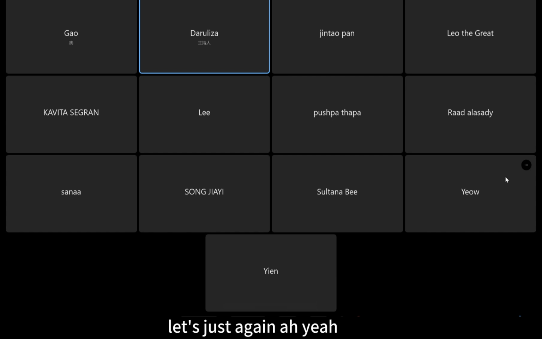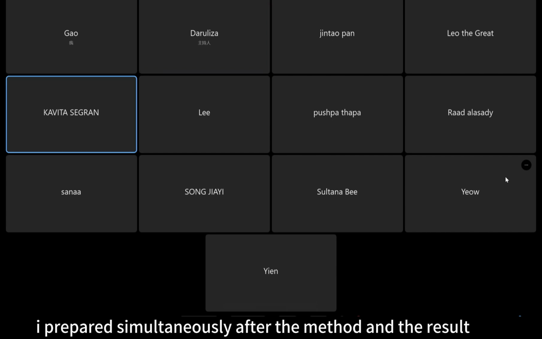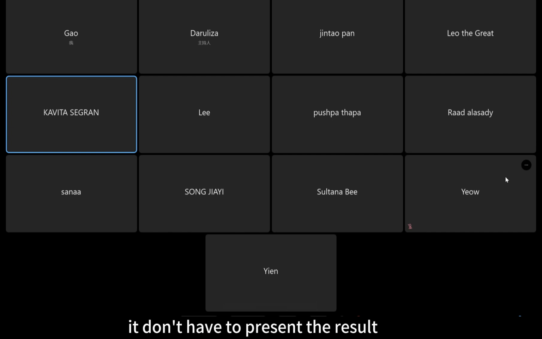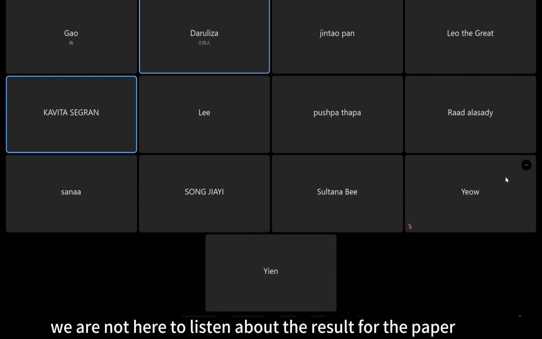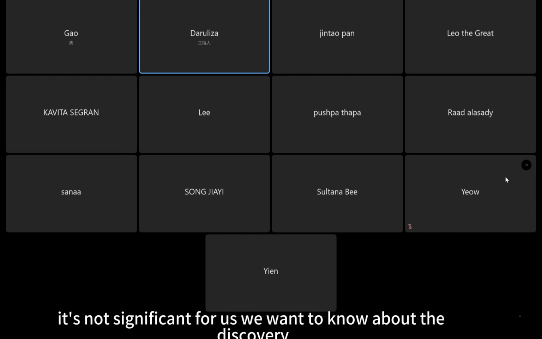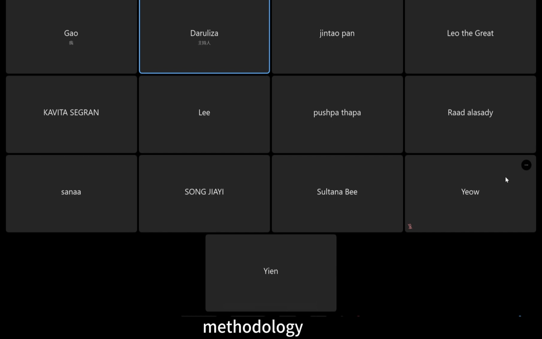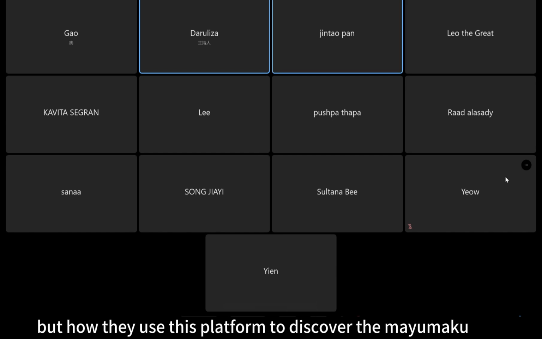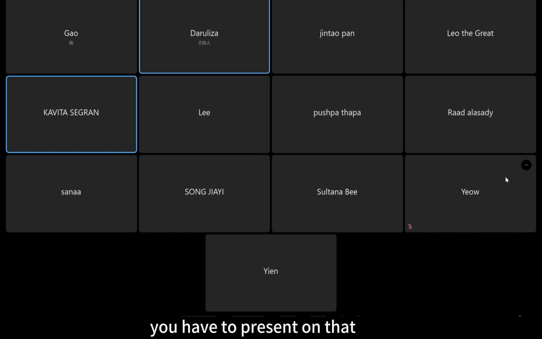Next presenter. Yeah, when I prepared my slide, I prepared the method and the result simultaneously, Doctor. Can I present it? You don't have to present the result. We are not here to listen about the result of the paper. It's not significant for us. We want to know about the discovery, the methodology part, how they used the platform to discover the biomarker. You have to present on that. Okay, noted, Doctor.